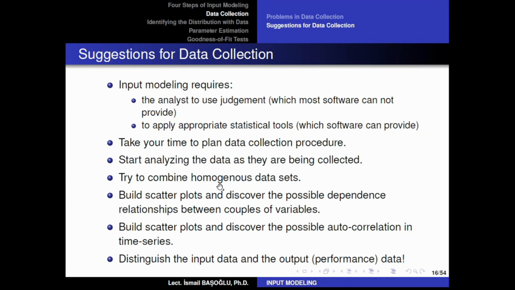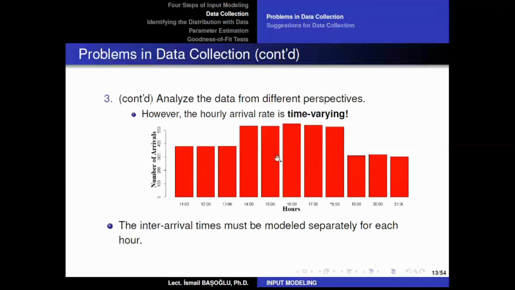And try to combine homogeneous data sets. So as I have said, my friends, in this example, for every hour interval, I can develop a separate input model. However, if I develop a separate input model for every hour, then the models are going to be less reliable. Instead, you can easily see that in the first 3 hours, the arrival frequencies are similar. In the next 5 hours, the arrival frequencies are similar, and in the last 3 hours, the arrival frequencies are similar.